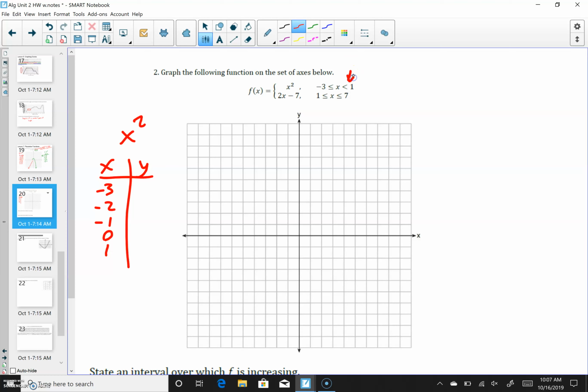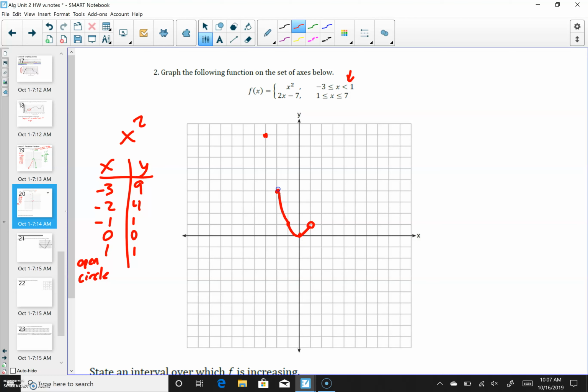And notice the 1 part does not have an or equal to sign. So we are going to have an open circle at the 1 on our x squared table. So we put x squared into our calculator, y equals, go to our table, and we end up with these points: negative 3, 9, negative 2, 4, negative 1, 1, 0, 0, and then the open circle at 1, 1.